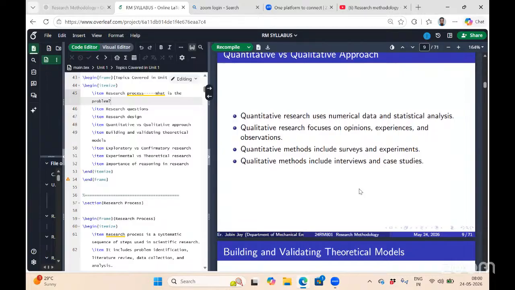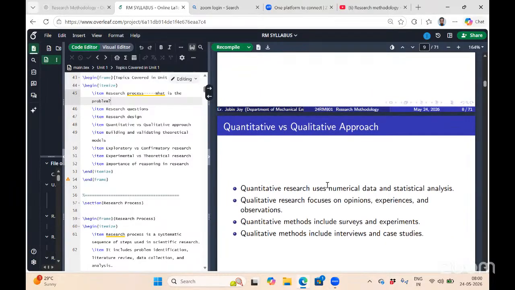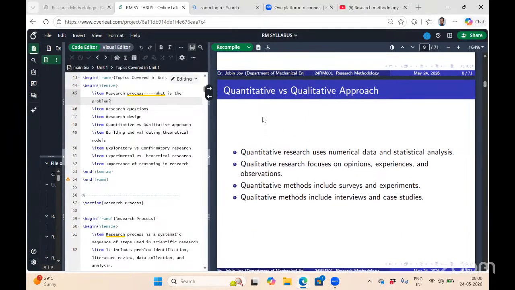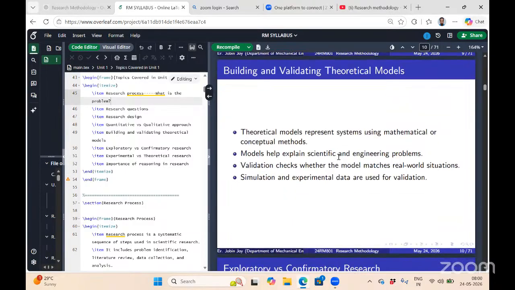Quantitative and qualitative approach. Quantitative means dealing with numerical data and statistical analysis. The qualitative approach focuses on opinions, experiences, and observations. Quantitative methods include surveys and experiments, whereas qualitative includes interviews and case studies.